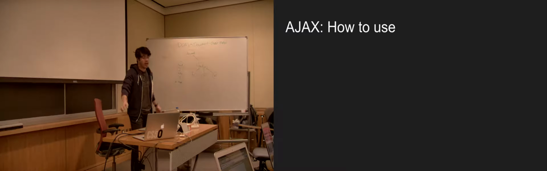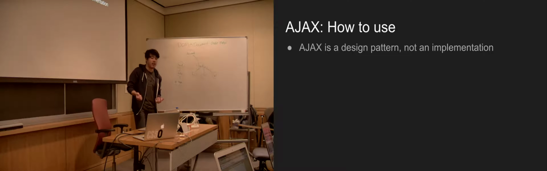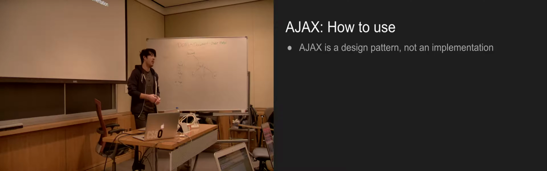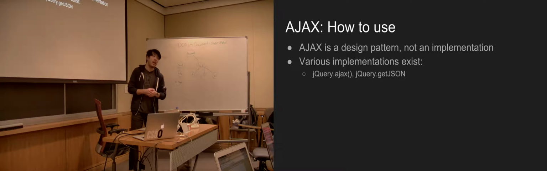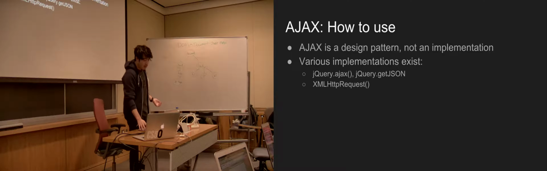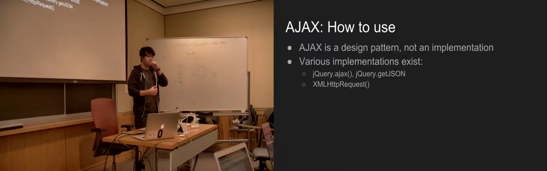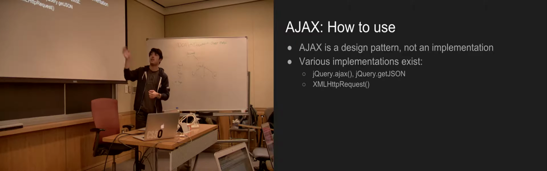So how do we actually use Ajax? Ajax is just a design pattern. It's not an actual implementation, but many implementations exist, including jQuery, which is probably the most popular one. jQuery.ajax or jQuery.getJSON are probably calls that you've used before. What are some other ones? Well, there's XMLHttpRequest, which is the bare bones way to do it. It's built into every browser, and it's very tedious. And actually, jQuery takes advantage of XHRs in order to implement its own ajax and getJSON calls.